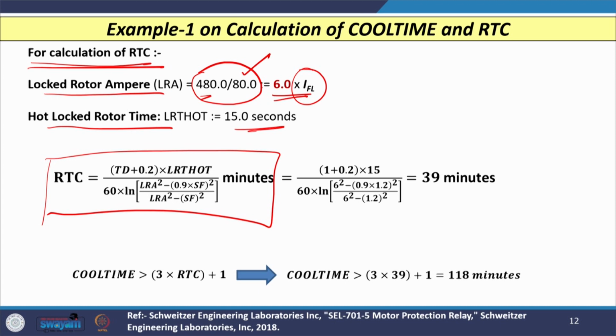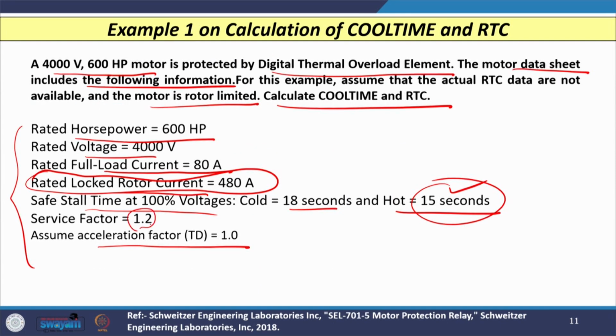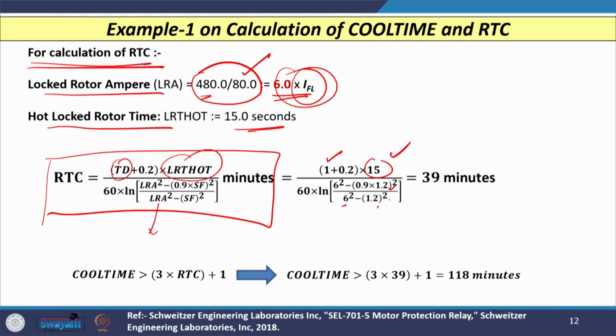We can consider that here, and with this value let us calculate the run state time constant of this motor. In that, we are considering TD as 1, LR hot as 15, and LRA as 6 because it is 6 times the full load current. So, it is a multiple of full load current. Whatever value you have, you can consider it; here we are considering 6, and service factor as already given, it is 1.2. That also we are considering here.